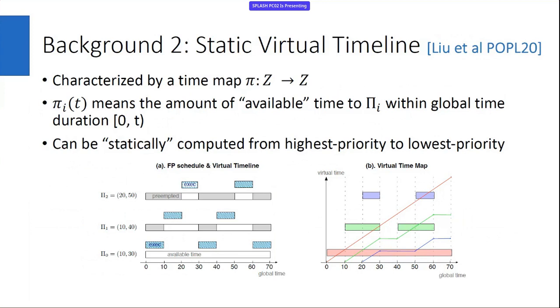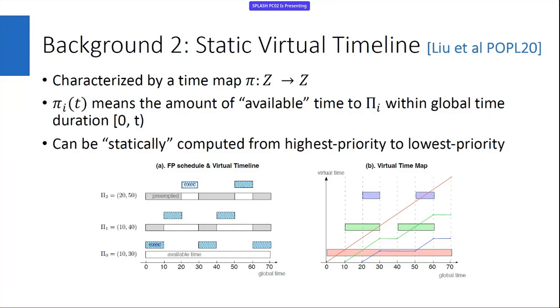The idea is, if you have 3 partitions, (10,30), (10,40), (20,50), and you use fixed priority scheduling, then the one with the smallest period gets scheduled first. So the virtual timeline for partition 0 is basically all times available, because it has the highest priority. And for the next partition, partition 1, the only available times are those white spaces, because the purple ones have already been used by partition 0.